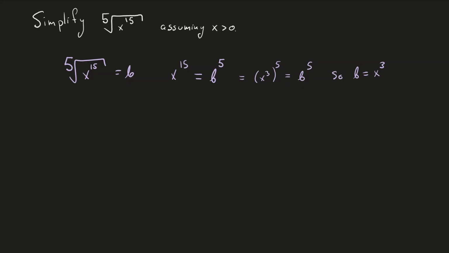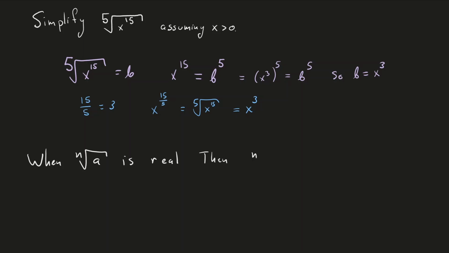But one thing to note is, isn't 15 divided by 5 equal to 3? So if we could write x to the 15th divided by 5 for the fifth root of x to the 15th, we would immediately see that this is equal to x cubed without all of this drawn out work. And in fact, we can. When the nth root of a is real, so the initial step is to determine if it's real or not, and in our case it will be, then we can write the nth root of a is equal to a to the 1 over nth power.